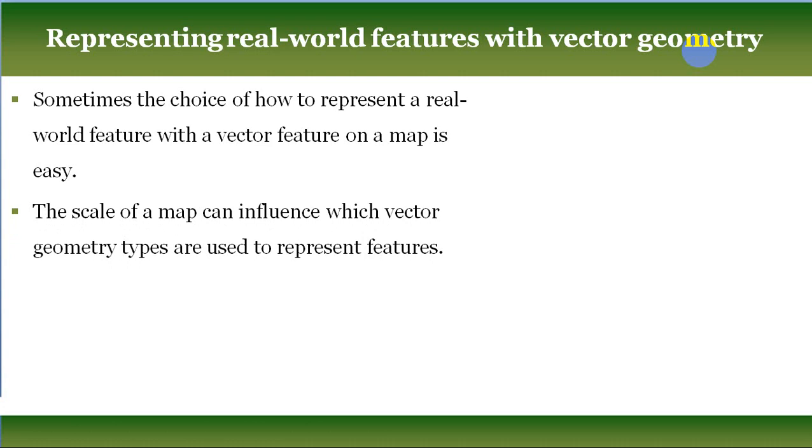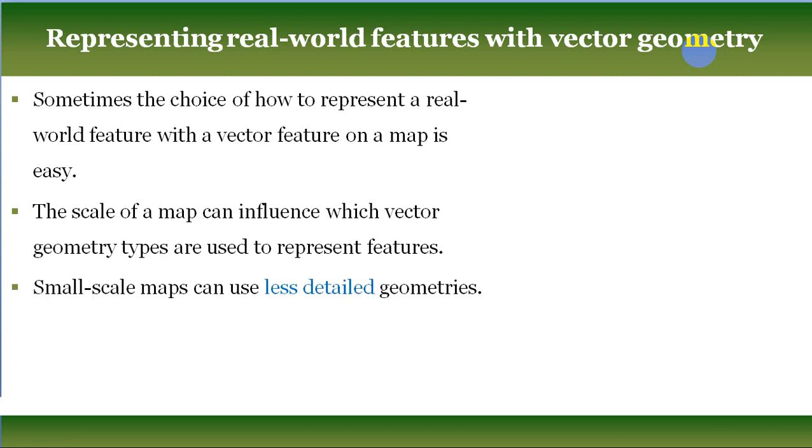The scale of a map can influence which vector geometry type to use to represent features. Whether I represent a building or a river as a point, a line, or a polygon mainly depends on the scale of the map and the purpose of the map, for which you are going to prepare this particular map, and most importantly, what should be the scale of the map.